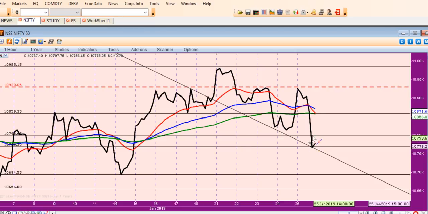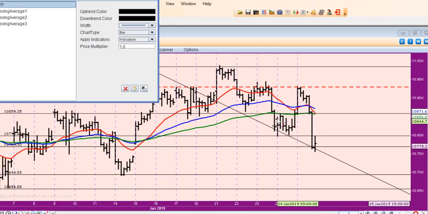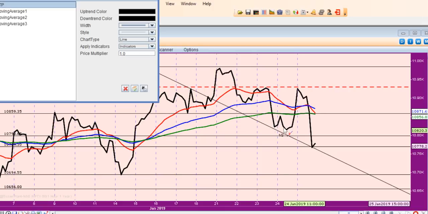At the 10,800 level, this can show a pullback, and probably this can be seen very clearly if you convert it into a bar chart. In the bar chart you can see that it has respected this quite a lot of times. Once I change it into a line chart, you may not be able to understand why, and in this area you may think that it has not tested and not taken a support.